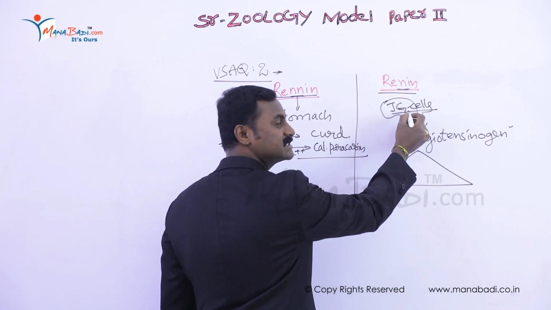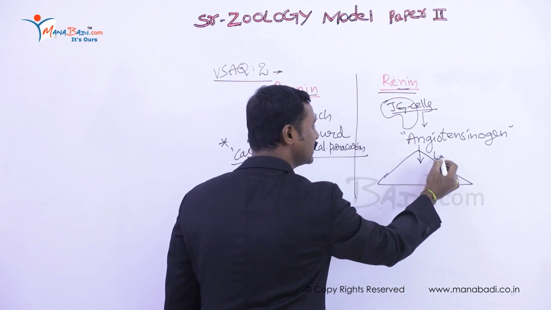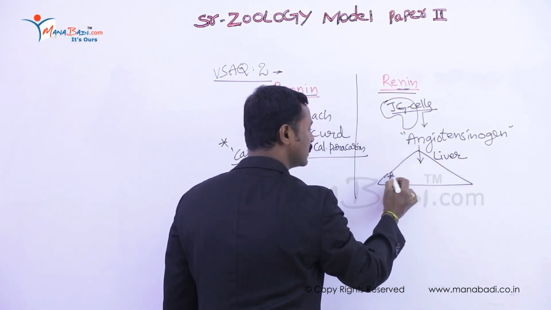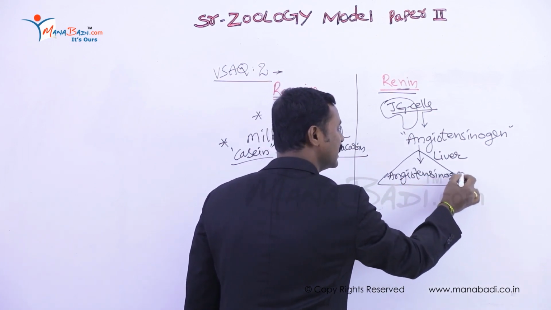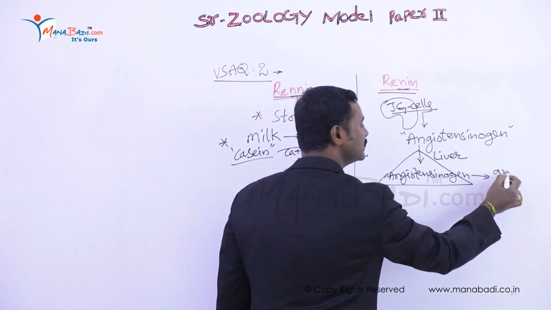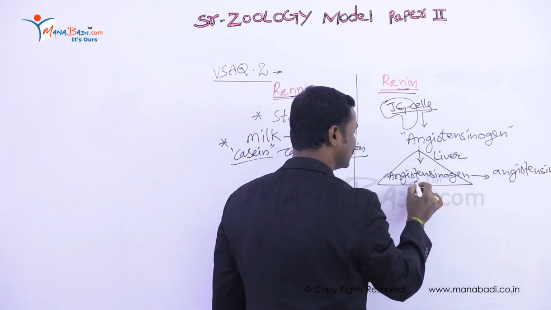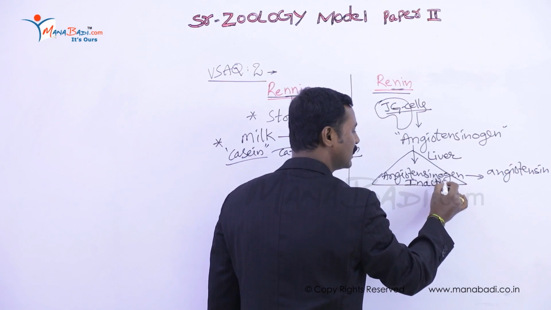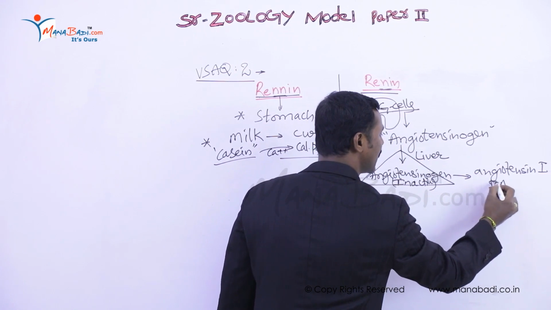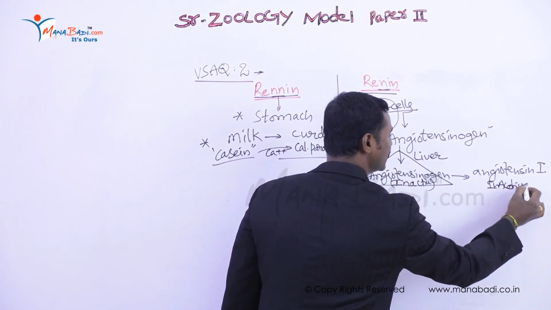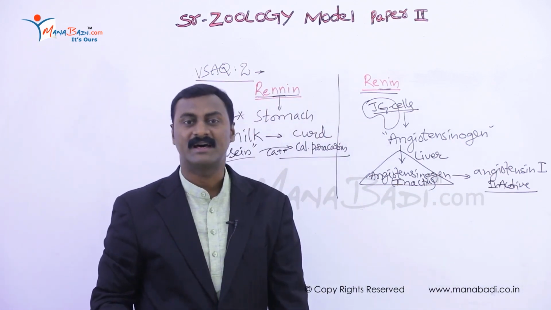From where is renin released? It is released from the JG cells, and it acts on angiotensinogen from the liver. What is it going to do? Angiotensinogen is converted into angiotensin 1. This is inactive, and the product formed due to the action of renin is also inactive. So one inactive form is converted into another inactive form. That happens because of renin.